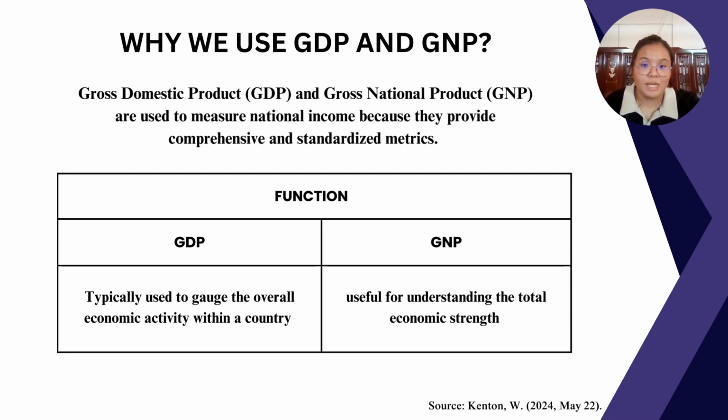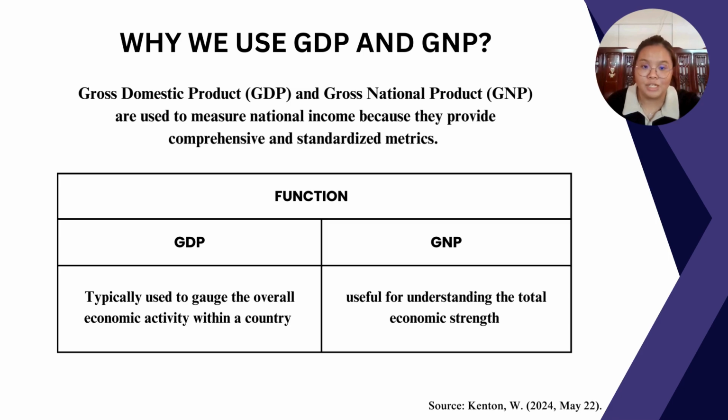Why do we use GDP and GNP to measure national income? It is because it provides a comprehensive and standard metric to assess the economic performance and overall wealth of a country. GDP is typically used to see the overall economic activities within a country and to compare the economic performance across different countries. GNP is useful for understanding the total economic strength and the income level of a country's residents, including international economic activities.